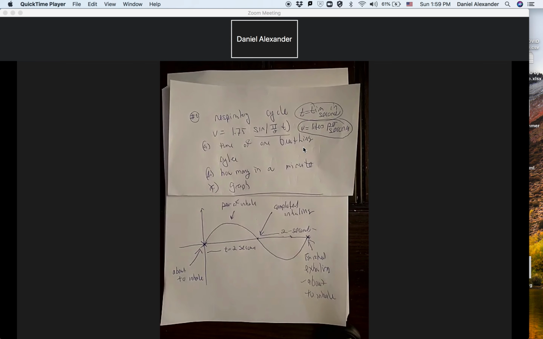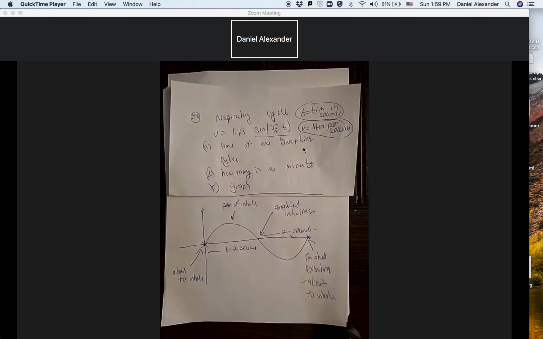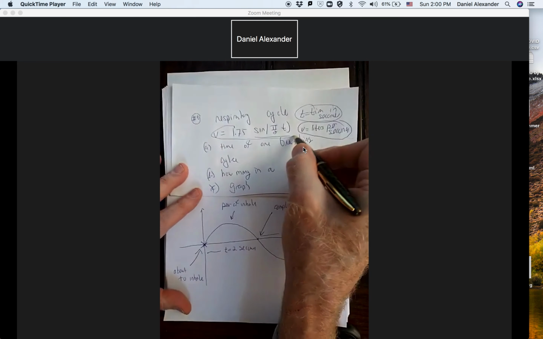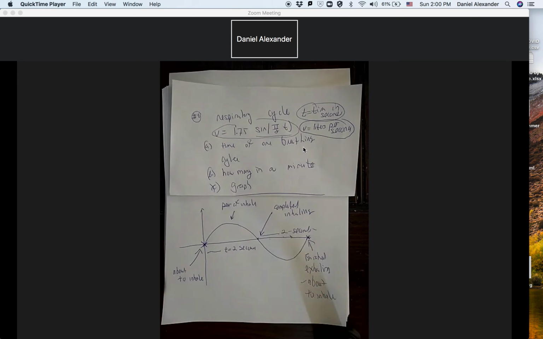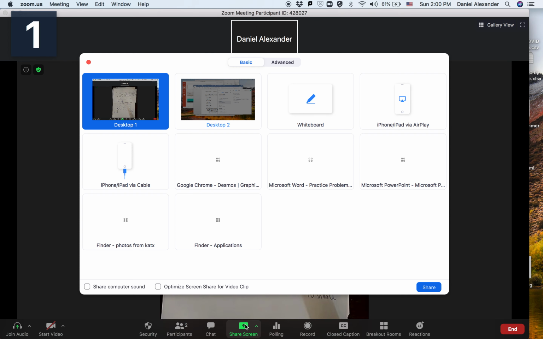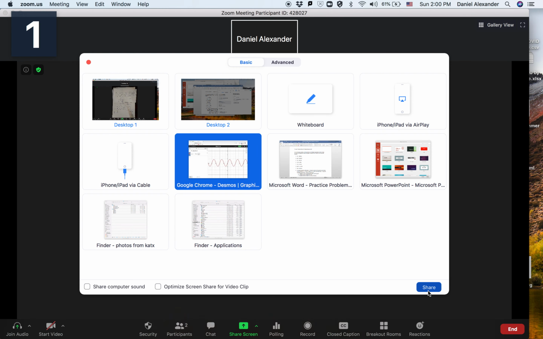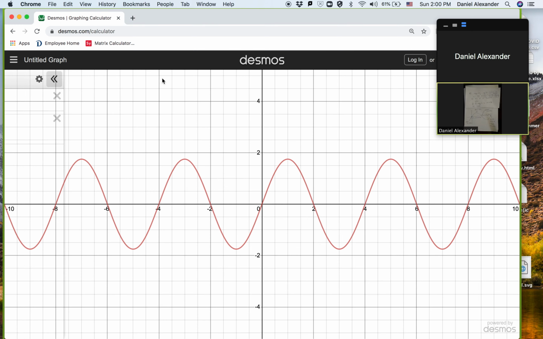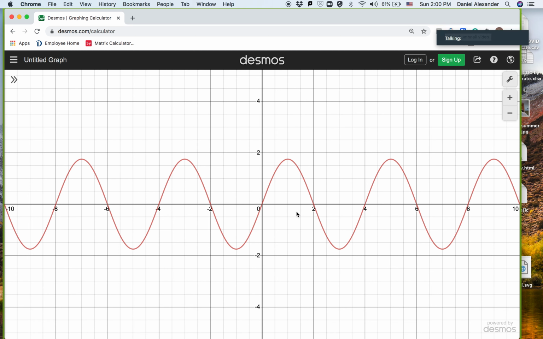So maybe I'm breathing for relaxation. Okay. So now this function is supposed to represent this graph, and let's go to Desmos and see if it does. I graphed the function, so here we go. Time to do a screen share. Okay. So here's the graph of that function, and it looks pretty close to what we drew.